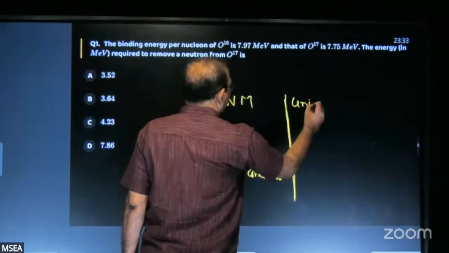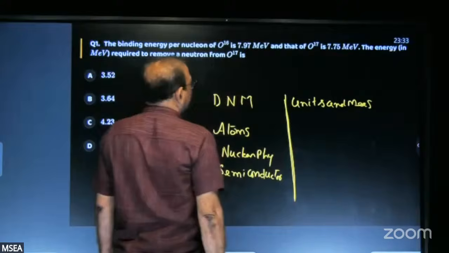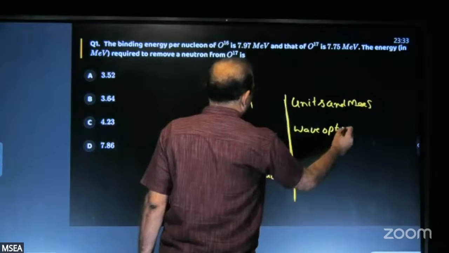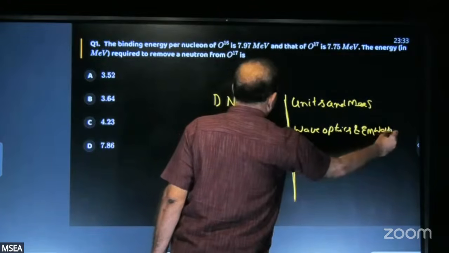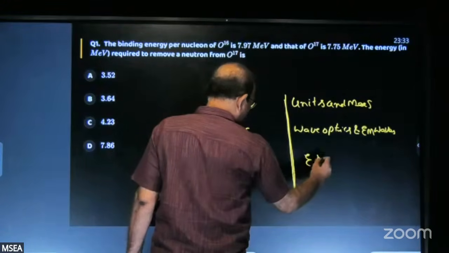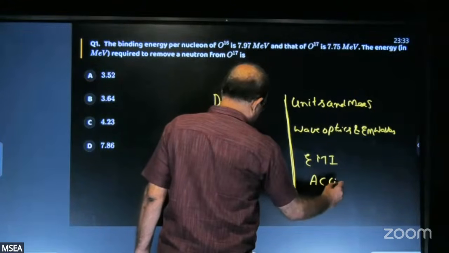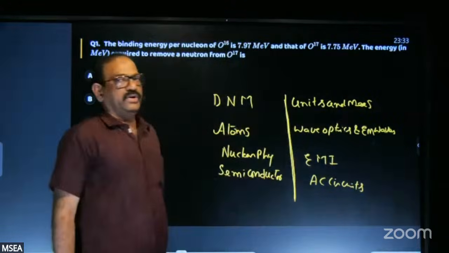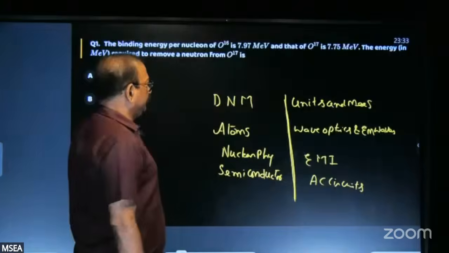that is units and measurements, wave optics and EM waves, electromagnetic induction, AC circuits. This is another set of 4 chapters which need repeated frequent revisions.